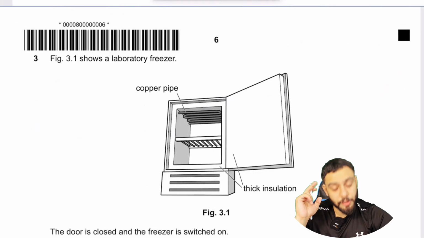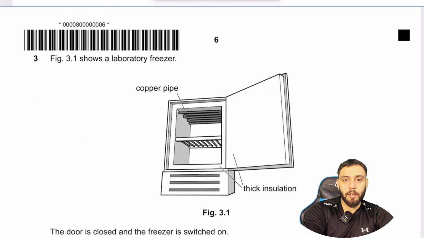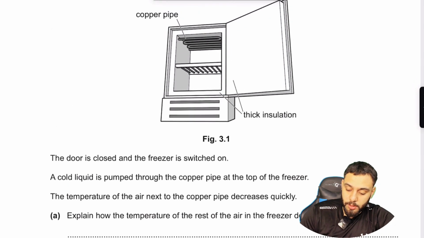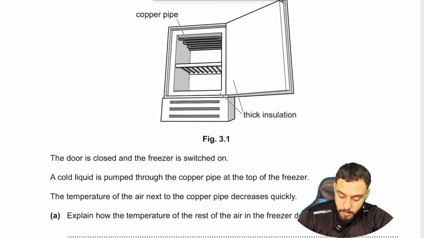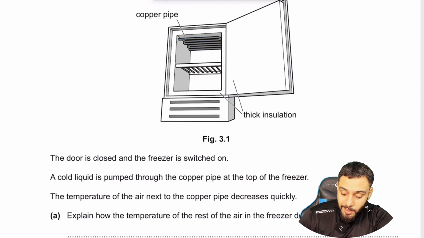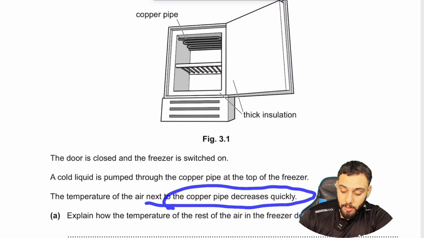Okay, so question number 3. Figure 3.1 shows a laboratory freezer. The door is closed and the freezer is switched on. A cold liquid is pumped through the copper pipes. These copper pipes are going to have a very cold liquid. At the top of the freezer, the temperature of the air next to the copper pipe decreases quickly.